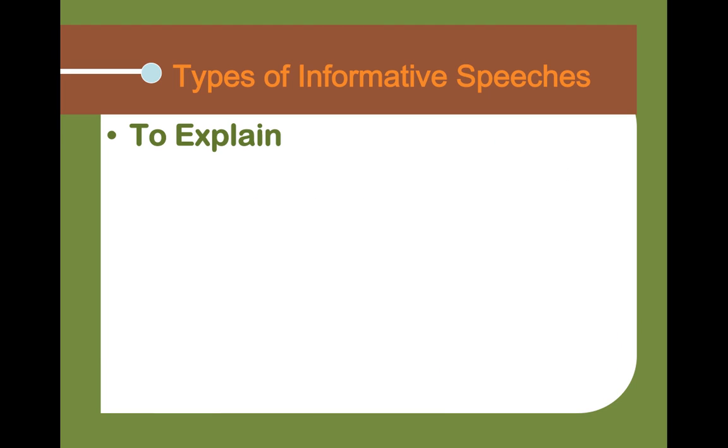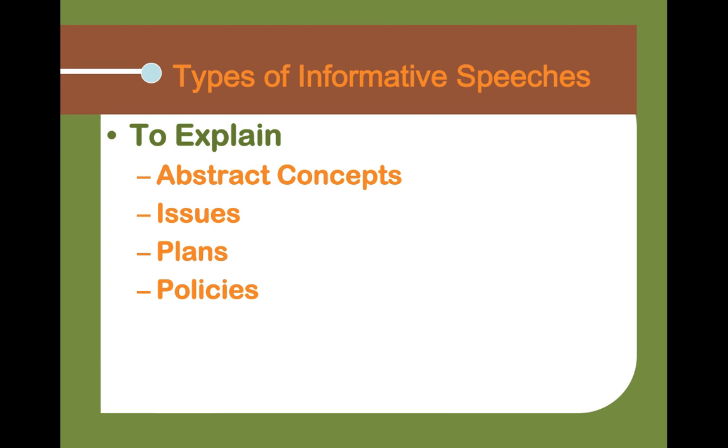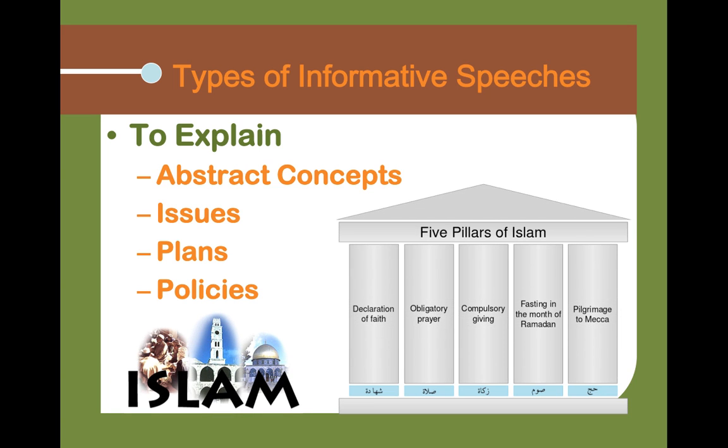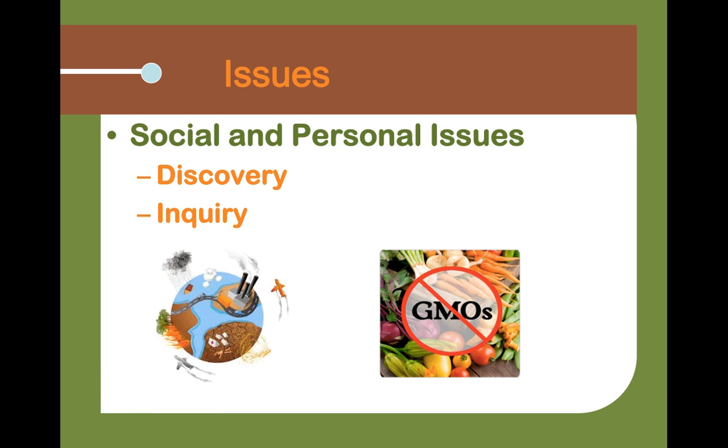The next type of informative speech is a speech that explains. So these are usually reserved for abstract concepts, issues, plans, and or policies. So if I wanted to talk about, let's say, Islam, I could discuss the 5 pillars of Islam and describe that and explain that to the class. All right, so you could talk about issues. So these would be social and or personal issues that need further discovery or inquiry, such as GMOs in foods or global warming.